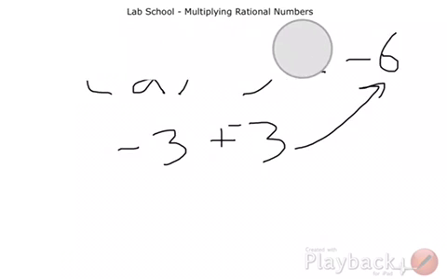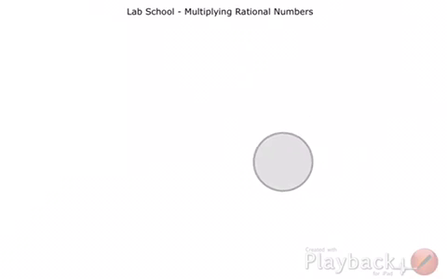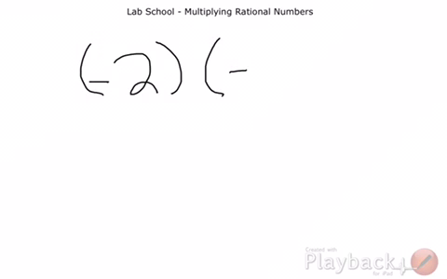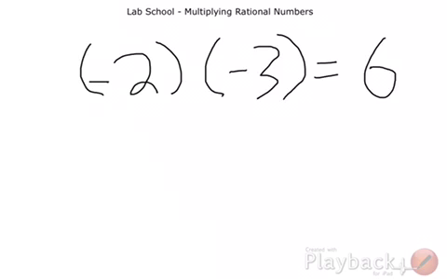And let's continue on with this trend here. So let's change the problem a little bit more. And this time we're going to say negative 2 times negative 3. So negative times a negative. A lot of you already know the answer to this is positive 6. A negative and a negative is a positive. But why does this happen?